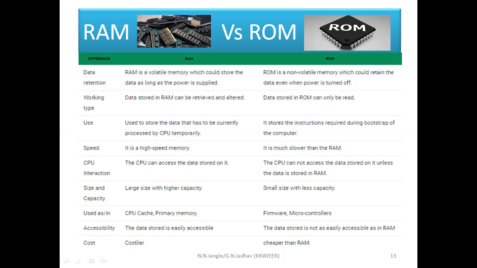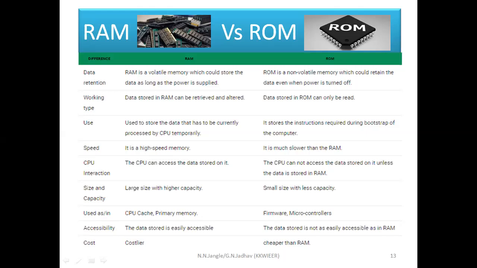Third, use. RAM is used to store the data that has to be currently processed by the CPU temporarily. But that is not the case with ROM. ROM stores the instructions required during bootstrap of the computer. Okay, whatever programs, whatever functions we are performing in a computer, can be stored permanently in the ROM. Next parameter is speed. RAM are high speed memories, whereas ROM are much slower than RAM. The speed of ROM is slower than the RAM.